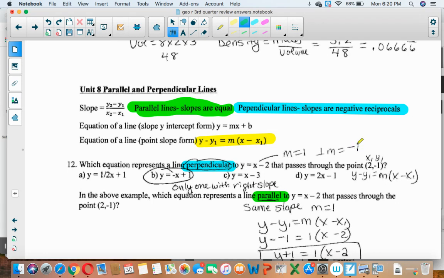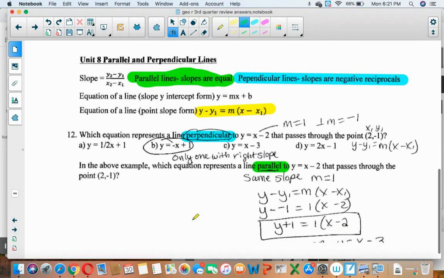At that point, you would take the slope and you would take the point and you can plug it into this equation right here. You don't actually have to do that for this problem though, because there's only one choice that has the right slope. Choice B is the only one that has a slope of negative 1, so that has to be your answer. But if I was to plug this in and simplify, I would get choice B.